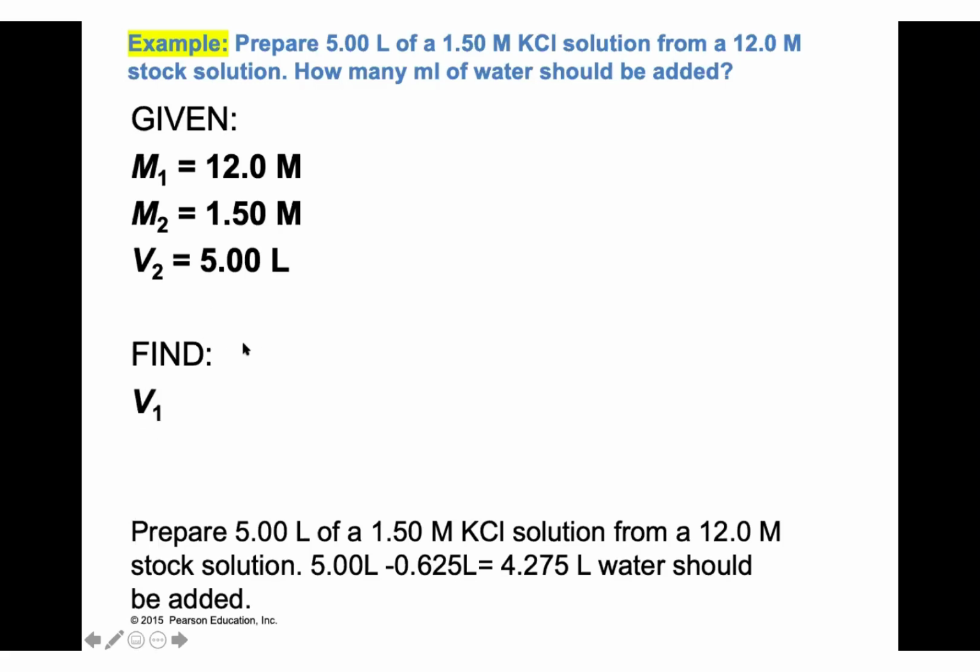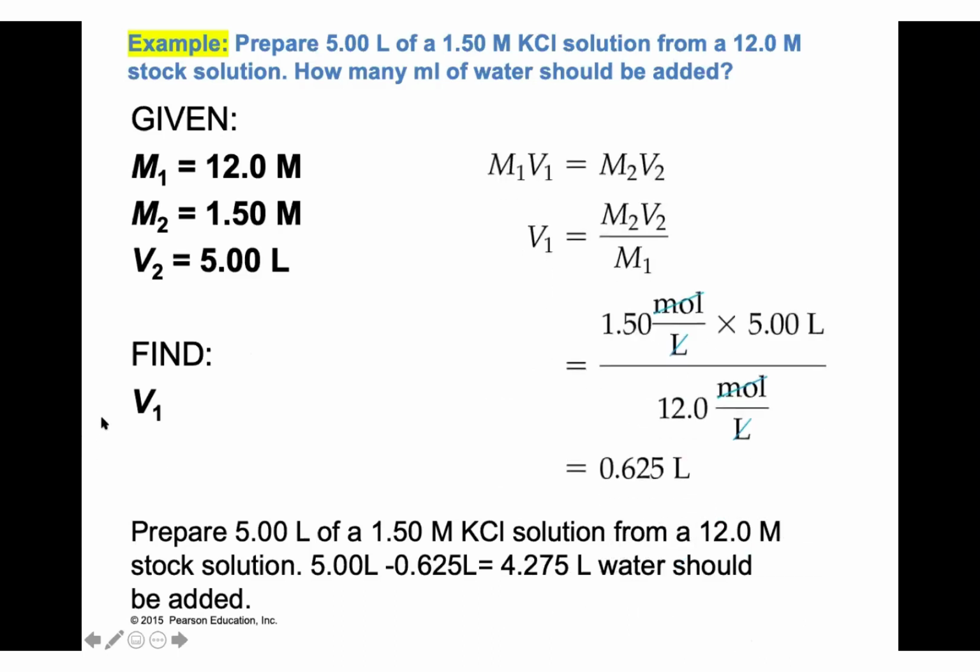Which is V1 here. What should I do, guys? M1 V1 equal to M2 V2. So I'm going to solve for V1, and I come up with 0.625 liter. So I need 0.625 liter of KCl, and how much water do you think I should add to make a diluted 5 liter solution?